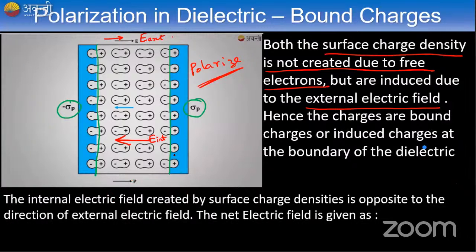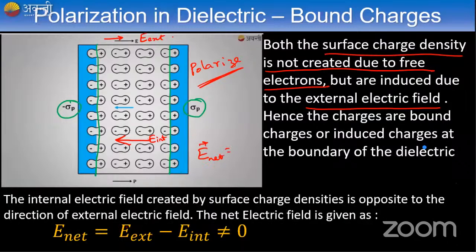Now, the net electric field can be given as E net. Net electric field will be equal to E external minus E internal. Here, my E internal is very small compared to E external, right? Guys, please let me know. Here, my internal electric field is less compared to the external electric field. Why?